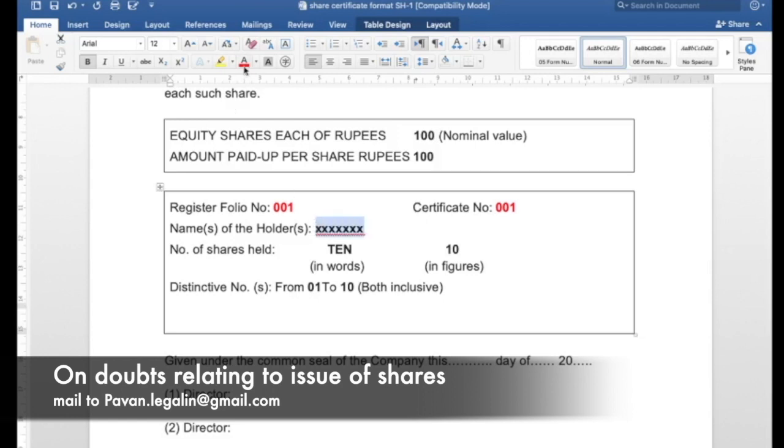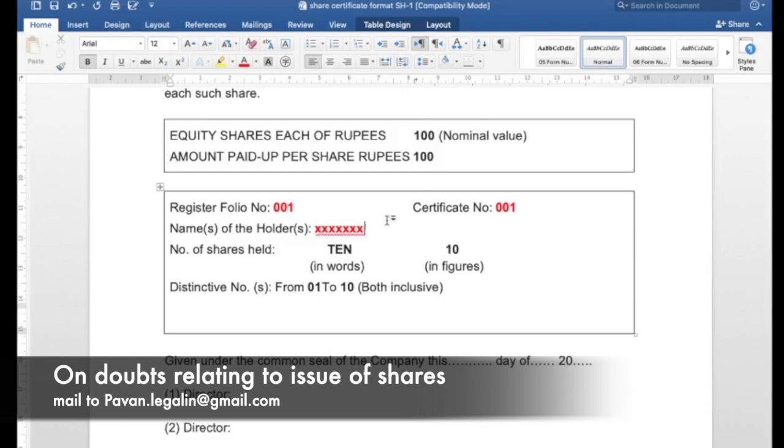So the name of the shareholder should be ensured by checking his KYC details, and the correct spelling has to be entered in the members register as well as in the share certificate. The name that is mentioned in the members register, which is MGT1, and the share certificate, which is SH1, should match with each other. So the full name of the shareholder will be mentioned here.